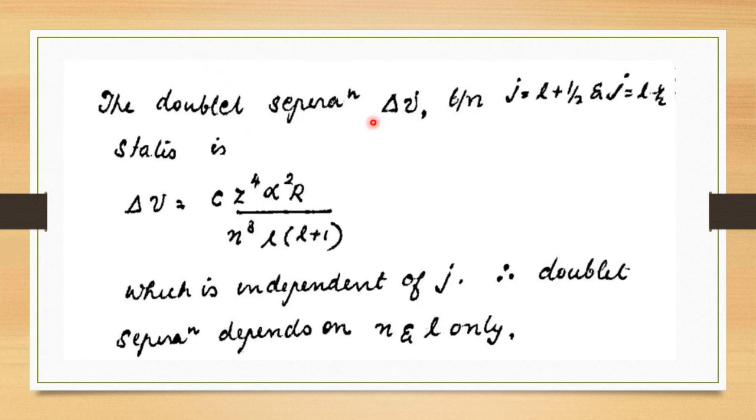So the doublet separation delta nu between J equal to L plus half and J equal to L minus half states is delta nu equal to C Z raised to 4 alpha square R by n cube into L into L plus 1. So this is independent of J. Therefore, doublet separation depends only on n and L. In this equation, we don't have any J value. So it depends only on n and L values.